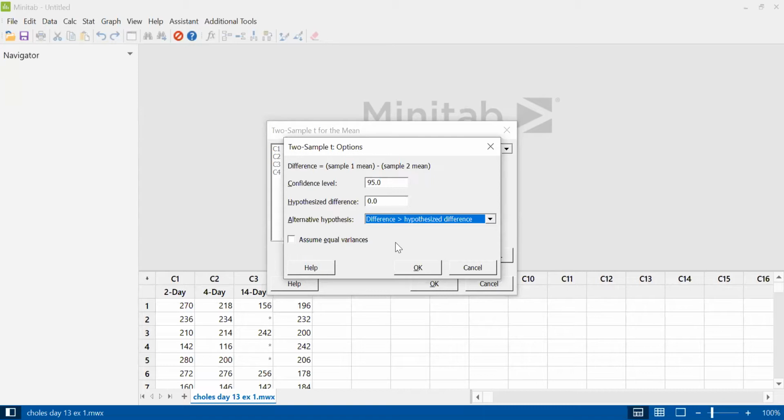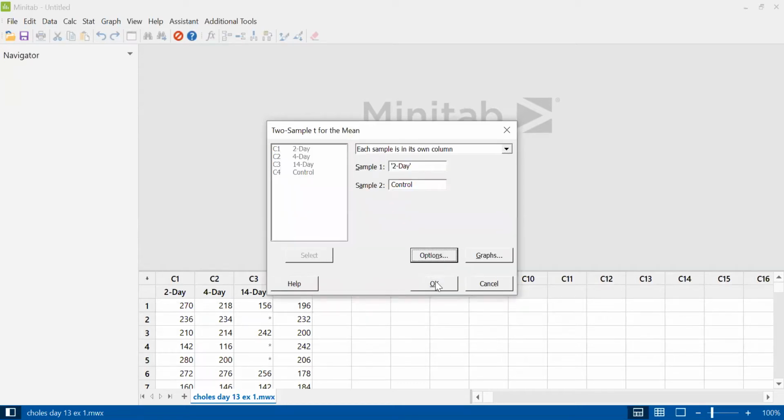Okay. And see this little box says assume equal variances. We are not going to check that. We are not going to assume equal variances. What that means is we're assuming equal spread. We are not assuming that. These are independent samples. So we are not going to check that. Leave that one as it is. Okay. I'm going to click OK twice.